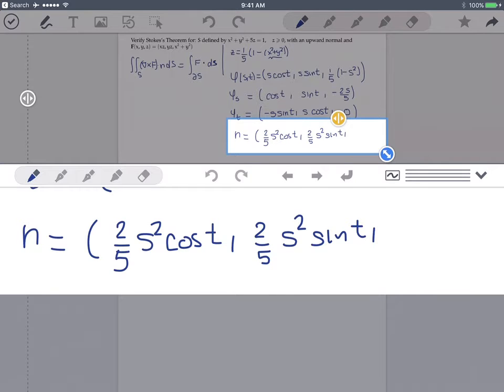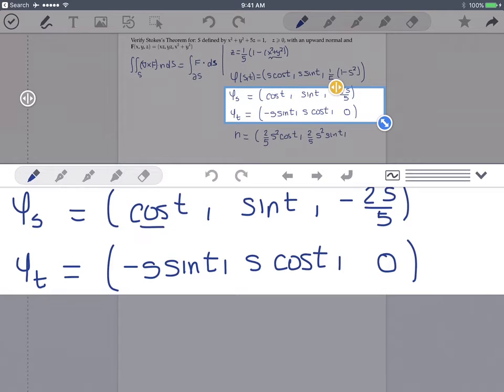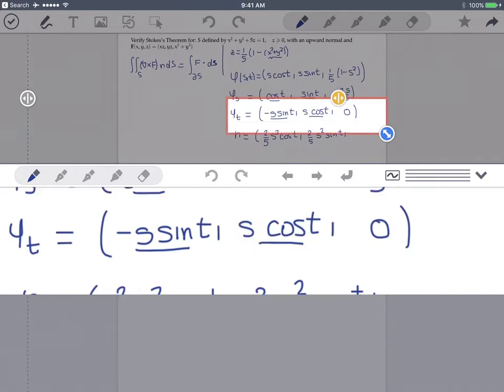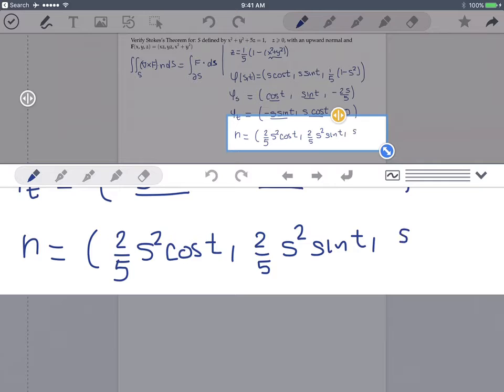And my third component is going to be this term times that term, which is s cosine squared. Here I have a double negative, so it's plus s sine squared. So at the end, that is just s times cosine squared plus s times sine squared, so it's just s. Okay, so that's my normal. So what I need to find is the curl dot n. So I need to find the curl of this guy. So let's go and try to find the curl of this guy.